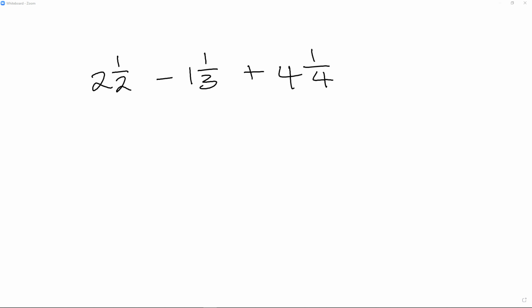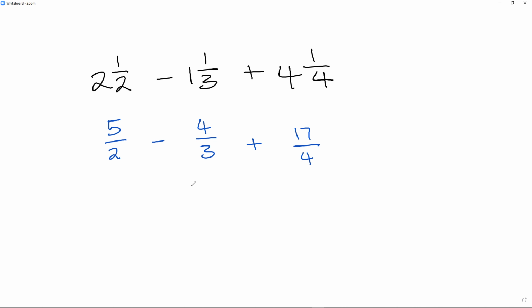All right, so the first thing for this one here is we're going to convert each of these. What's 2 times 2? 4. 4 plus 1 is 5. So this is going to be 5 over 2. 1 times 3 is 3. 3 plus 1 is 4. So this is 4 over 3. 4 times 4 is 16. 16 plus 1 is 17 over 4.